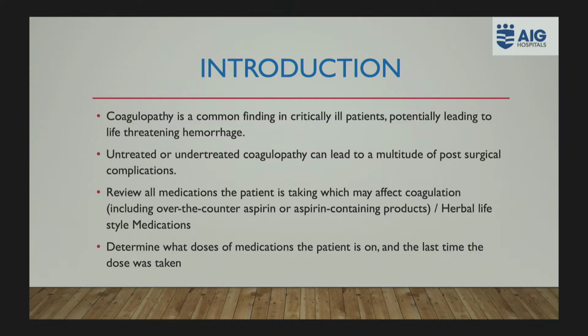Medicinal plant products have been used in healthcare since time immemorial. During the past 3 decades, the use of herbal supplements has been on the rise. To name a few: aloe vera, cranberry, garlic, ginkgo, ginger, and all these are having an effect on the clotting process. We need to take a proper history from the patients to manage coagulation and their reversals. Determine what doses of medications the patient is on and the last time the dose was taken.